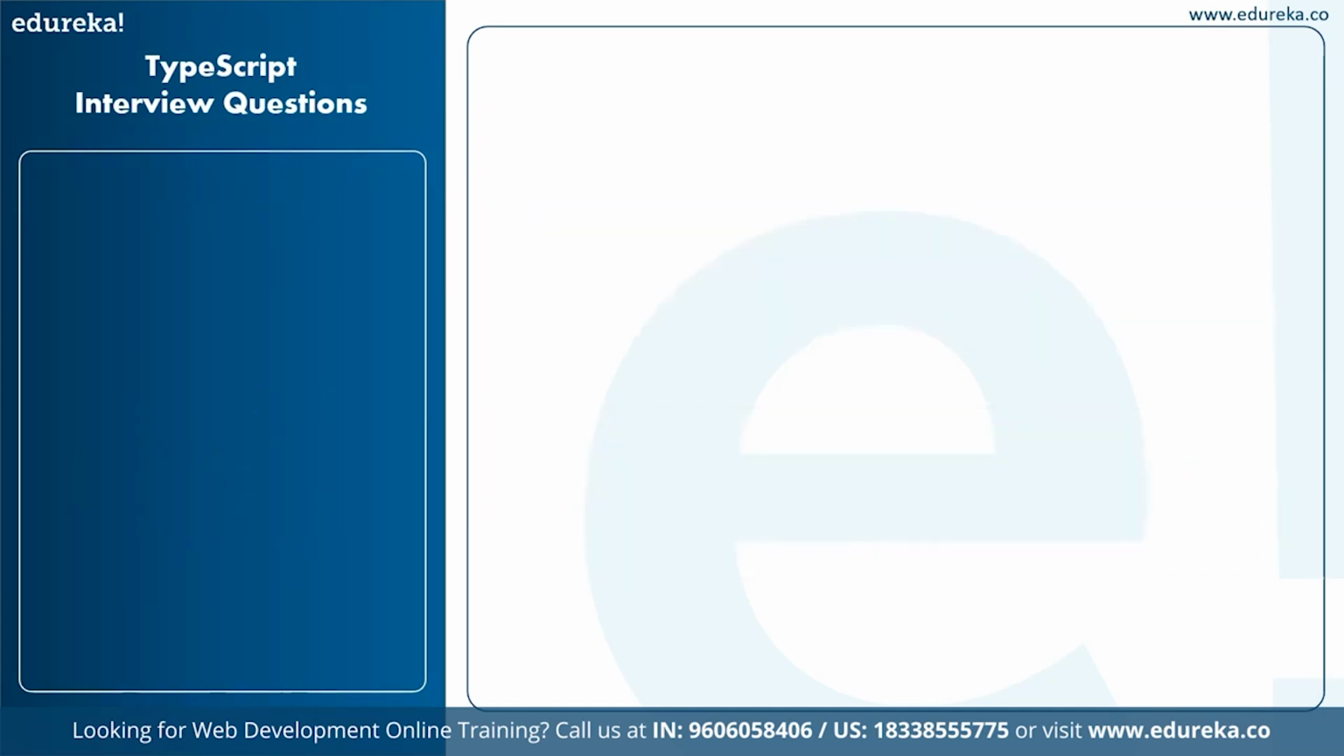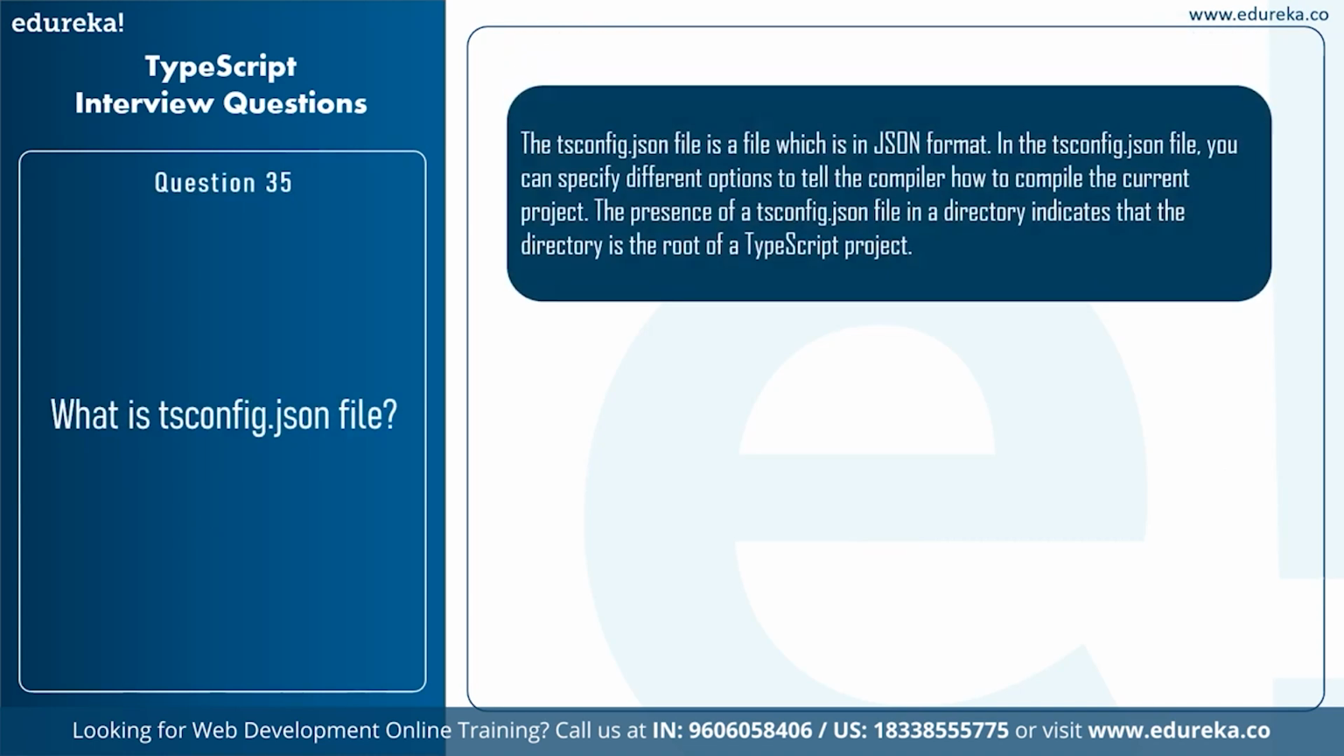Now the next question is, what is tsconfig.json file? The tsconfig.json file is a file which is in JSON format. In the tsconfig.json file, you can specify different options to tell the compiler how to compile the current project. The presence of a tsconfig.json file in a directory indicates that the directory is the root of a TypeScript project.